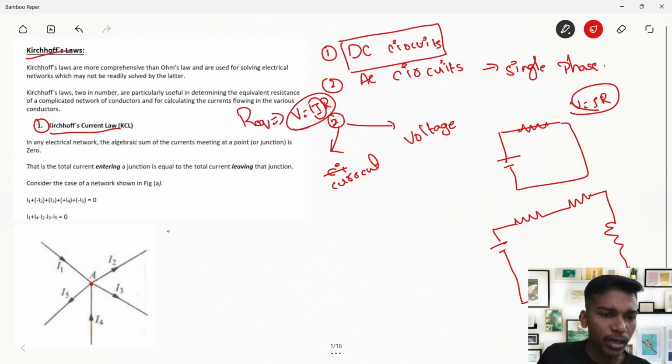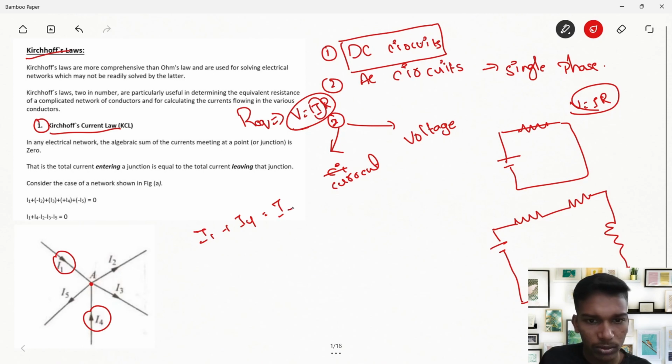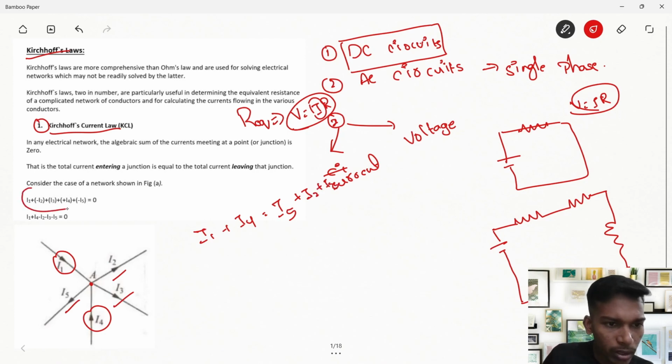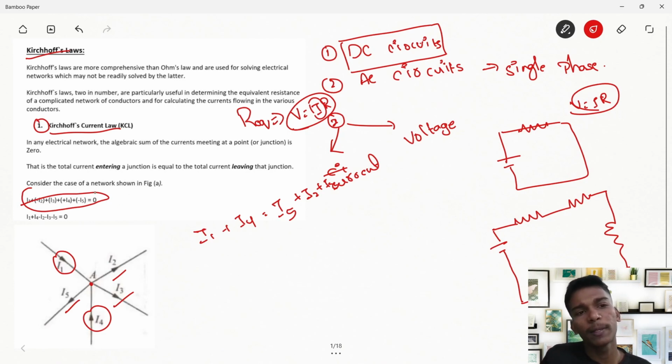According to Kirchhoff's current law, I1 and I4 are entering currents, right? I1 plus I4 is equal to the sum of currents leaving the junction. I5 is leaving, I2 is leaving, I3 is leaving. So I5 plus I2 plus I3. That's what is written here, right? This is the basic Kirchhoff's law. This is how we use Kirchhoff's current law.